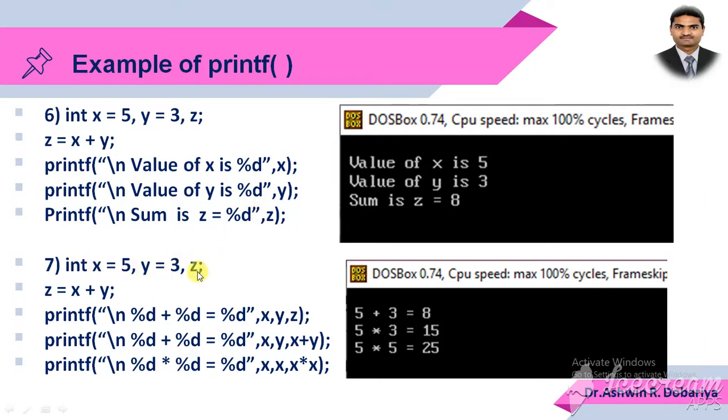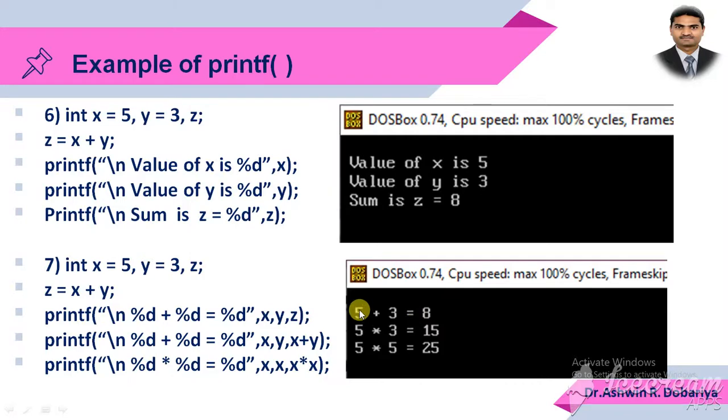Now this is another example: integer x is equal to 5, y is equal to 3, and z, with the addition operation. Now see what the difference is over here. In printf functions we can write the string like this also. Suppose we want the output like this: 5 plus 3 is equal to 8. Then in that case we know that 5, 3 and 8 are the values of variables, and plus and equal to are the string.